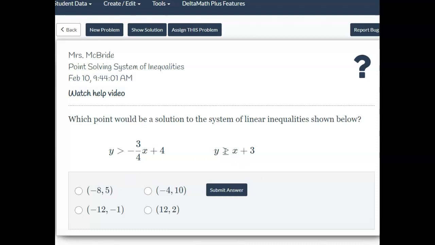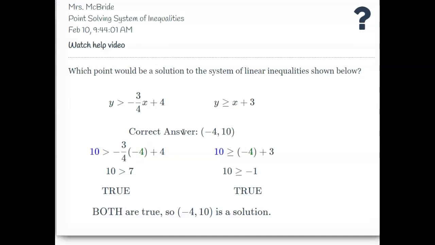In this case, that's true. So we know that this is true. We'd have to also check that one. So I didn't actually do my math. 8 divided by 4 is 2. 2 times 3 is 6. A negative times a negative became a positive. So you had 6 plus 4, which was 10. 5 is not greater than 10, so it fails, so this point fails. And then you do that for each of the following 3 points. So for this problem, the correct answer was -4, 10 because when I plugged both of those in, they were both true. Therefore, it is a solution.